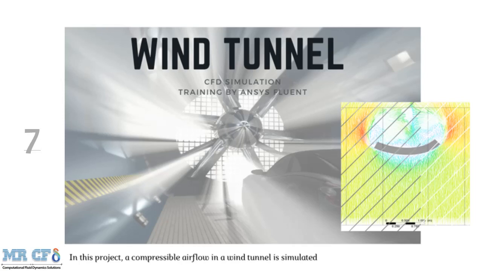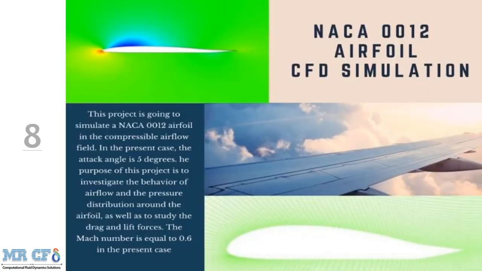The effect of drag force on this body is investigated, and the energy model and standard K-epsilon model with the use of standard wall functions are activated. The 8th exercise will simulate a NACA 0012 airfoil in the compressible airflow field. Geometric defining parameters include chord line, angle of attack, leading edge, and trailing edge.